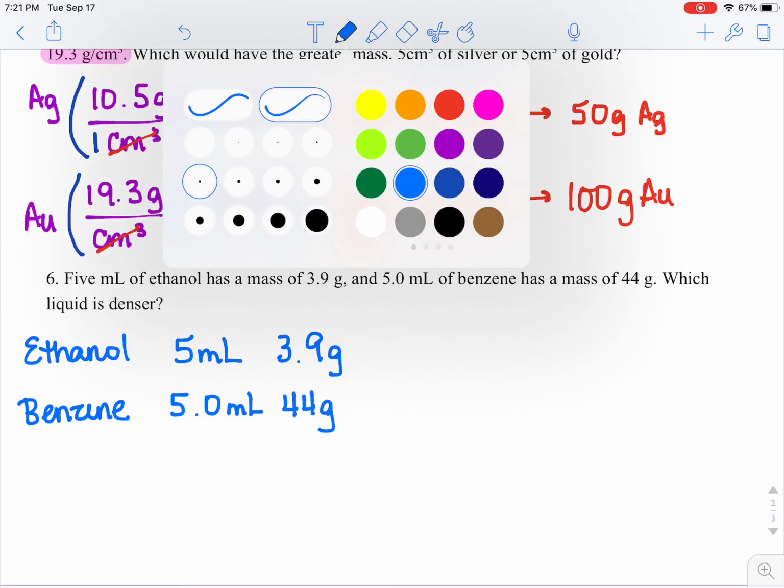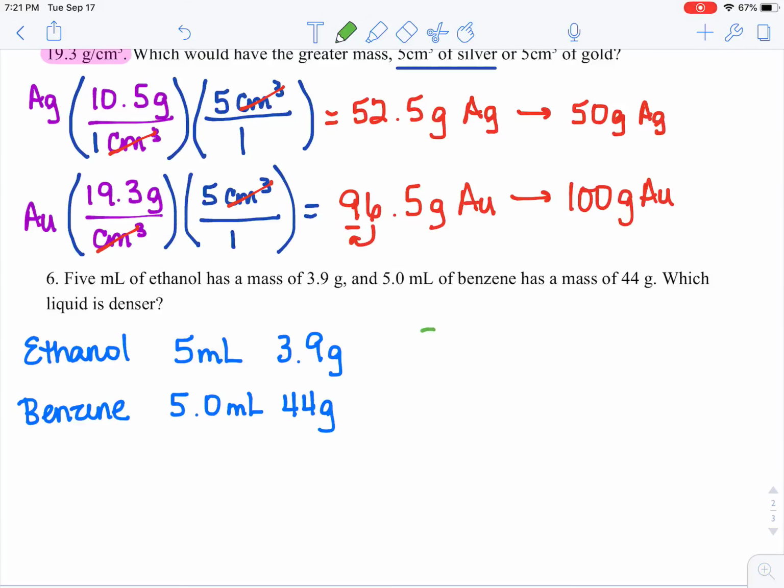So we're going to set up our comparison here. 3.9 grams per 5 milliliters. And we're going to simplify by dividing 3.9 by 5, and that's going to give us 0.78. I need to round to one significant figure, and that's going to bring me to 0.8, and then grams per milliliter.